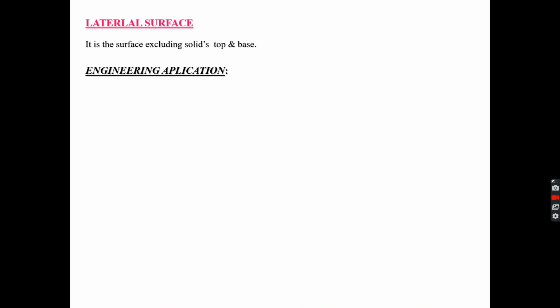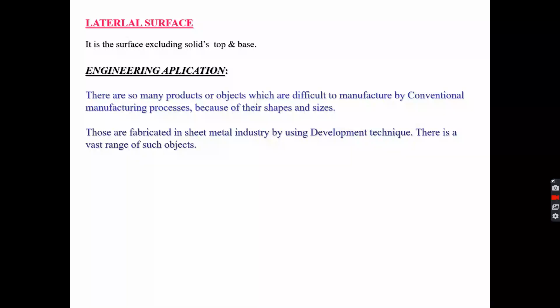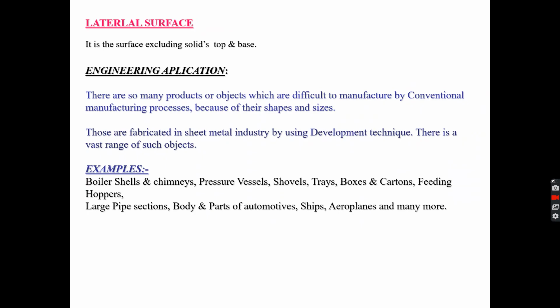So what is the engineering application of this? There are so many products or objects which are difficult to manufacture by conventional manufacturing processes because of their shape and sizes. Those are fabricated in a steel sheet metal industry by using development technique. There is a vast range of such objects like boiler shells and chimneys, pressure vessels, shovels, trays, boxes and cartons, feeding hoppers, large pipe sections, body parts of automotives, ships, aeroplanes, and many more.